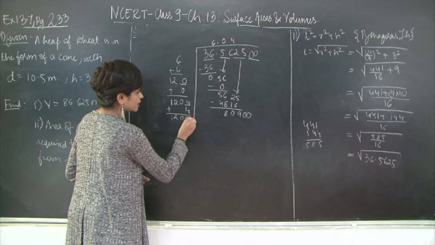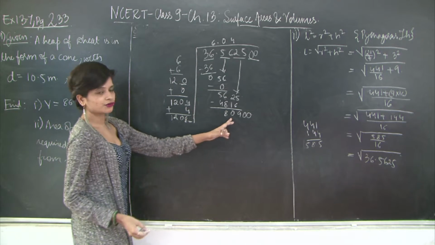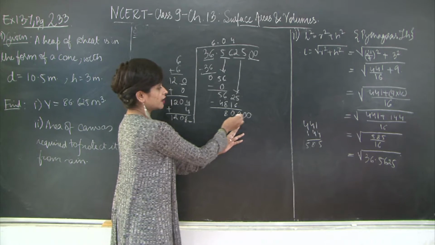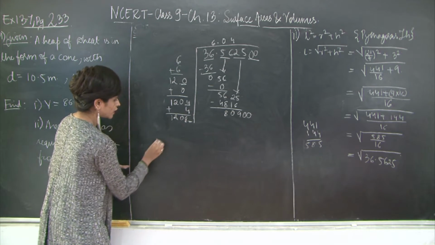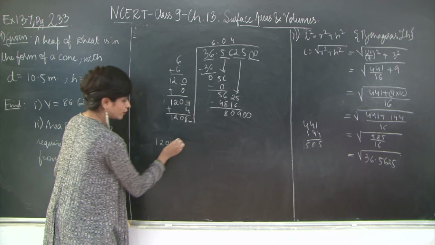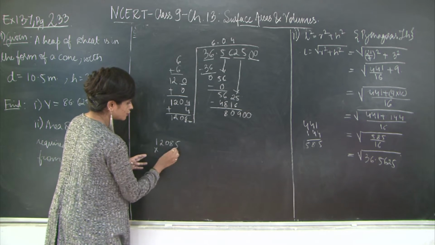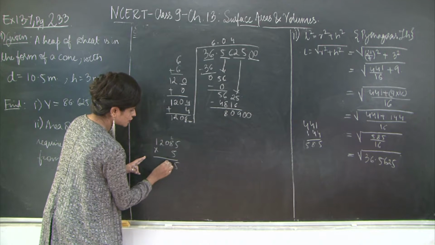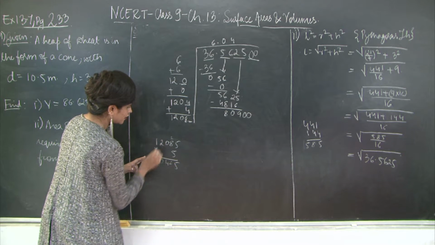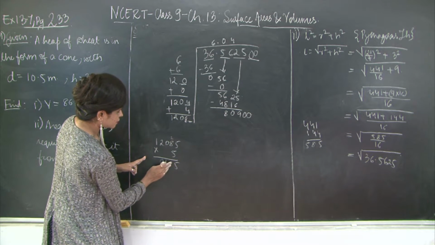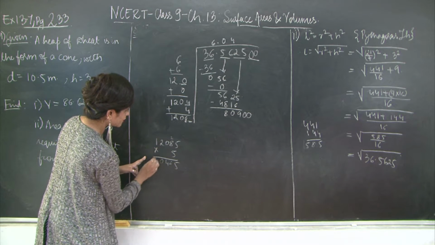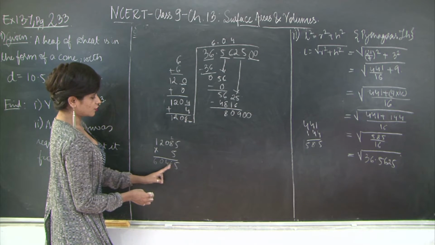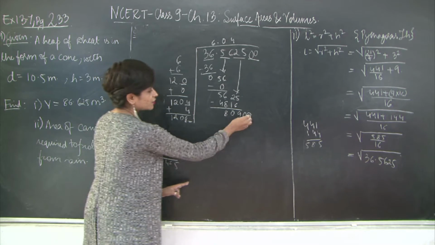1208 into some number multiplied by the same number should give you a number less than or equal to 80,900. So let's check 12085. Always take the middle value first into 5. So 5 5s are 25, 5 8s are 40, plus 2, 42, 5 2s are 10, 5 1s are 5, 6. So 60425. This is less than 80900.